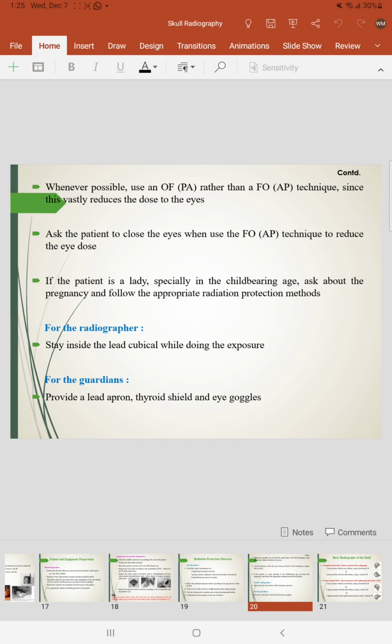If the patient is a lady, especially of childbearing age, ask about pregnancy and follow the appropriate radiation protection methods. Then for the radiographer, stay inside the lead cubicle while doing the exposure. Then for the guardians, provide a lead apron, thyroid shield and eye goggles.